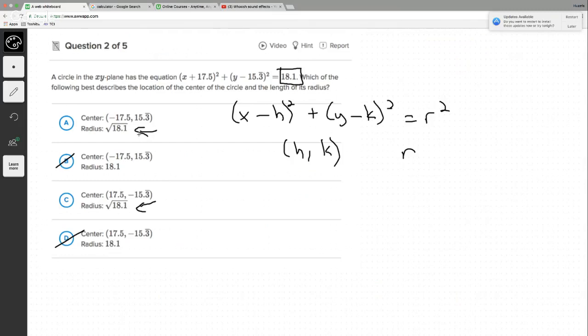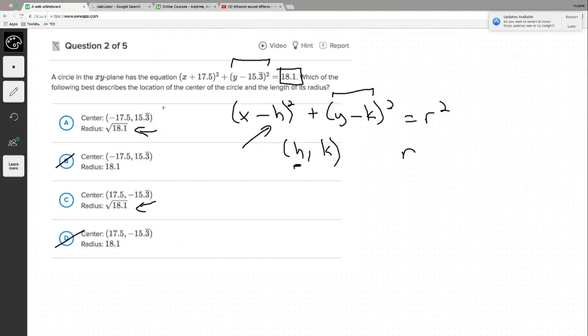Now we just decide between 2 answers. We figure out which one is the right center and which one is the wrong center. And notice all this changes, the negatives are switched. Well, what did we say here? The original equation is x minus h squared, and that gives us a positive h for our center. So let's at least look at the y value. Since it's y minus 15.3 repeating, just like here, y minus k, the k should be positive.